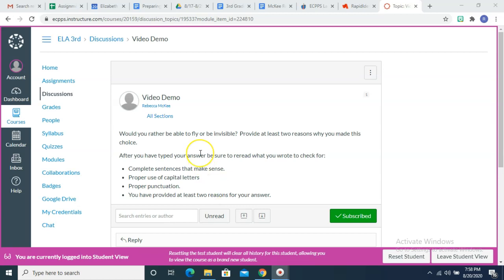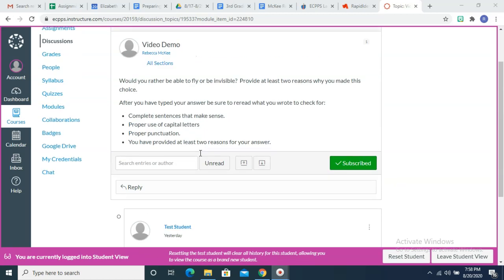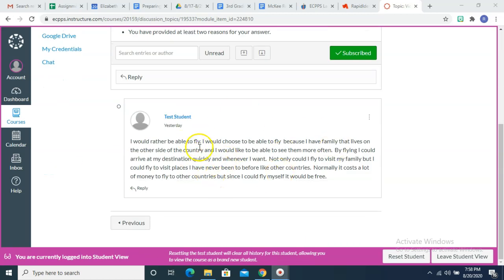So what we're going to do is we're going to go ahead and respond. So I scrolled down and I can go ahead and see the first response. And the student said, "I would rather be able to fly. I would choose to be able to fly because I have family that lives on the other side of the country and I would like to be able to see them more often. By flying, I could arrive at my destination quickly and whenever I want. Not only could I fly to visit my family, but I could fly to visit places I've never been to before, like other countries. Normally, it costs a lot of money to fly to other countries, but since I could fly myself, it would be free."